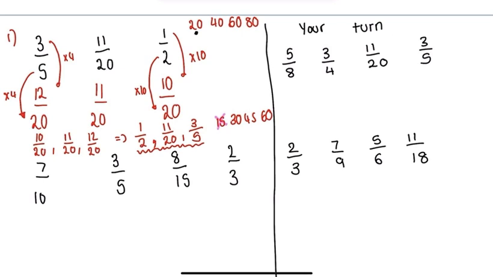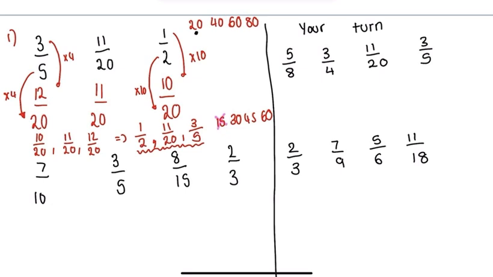So now we're going to have to try 30. 30 is a multiple of 10, so that would work. 30 is also a multiple of 5. We know it's a multiple of 15 because we've already wrote that out. And 30 is also a multiple of 3.